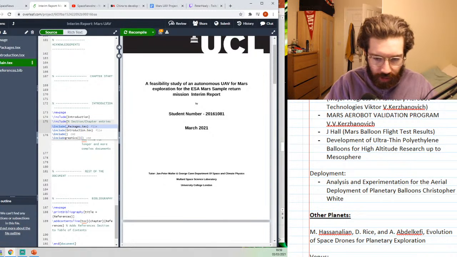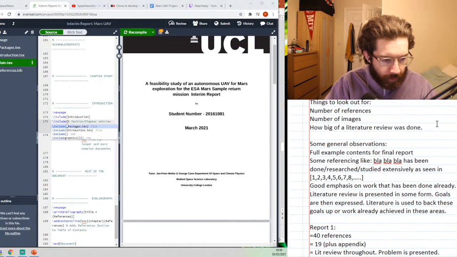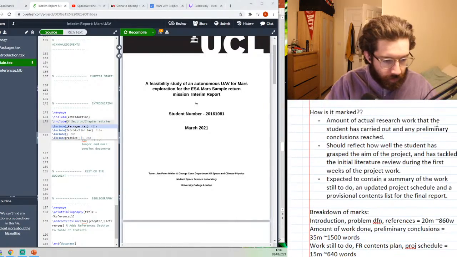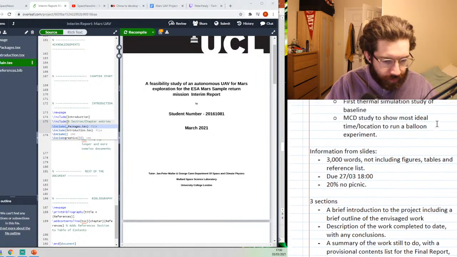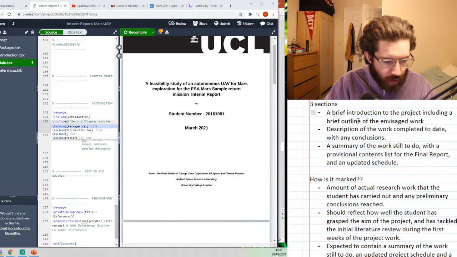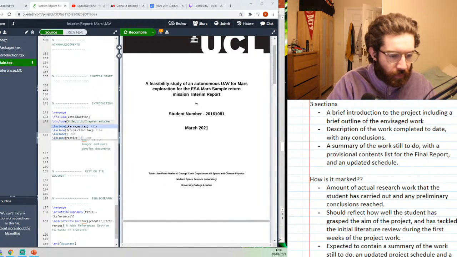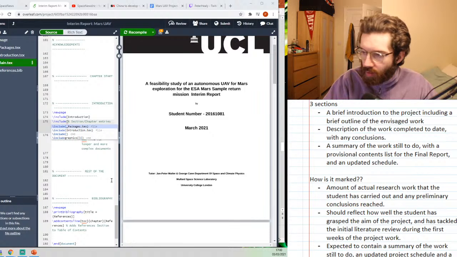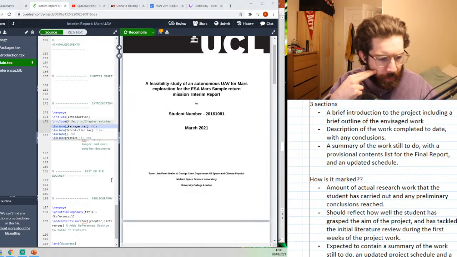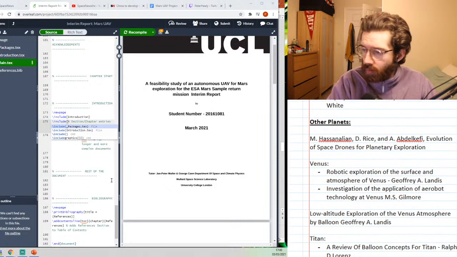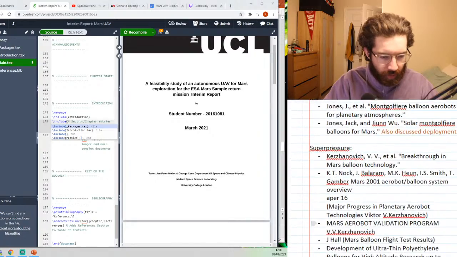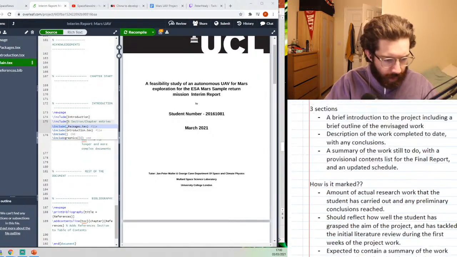So if we check the notes, scroll up. We have 3 sections: introduction, description of work, and summary of work. So let's just do those, and then I can compartmentalize them inside those sections. Okay, so backslash include. Description of the work completed to date with any conclusions. Let's just say exactly what they want us to say, right?